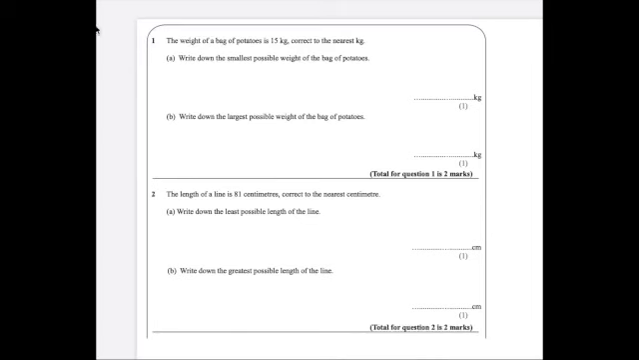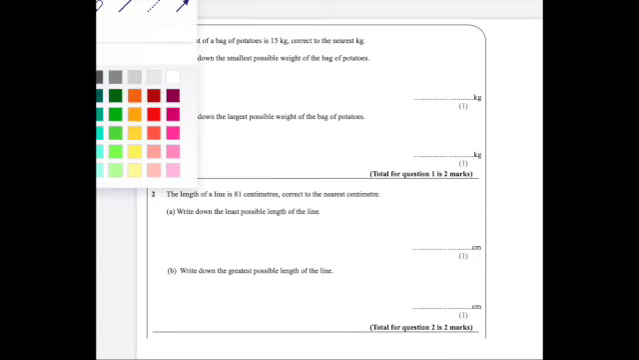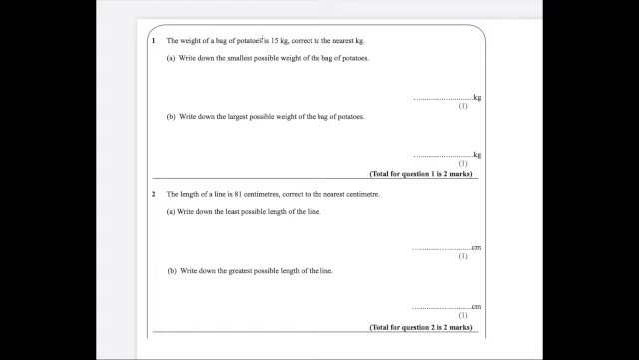And so today we're going to be looking at error intervals, and let's just get right into the video. So pretty much with question 1, it says the weight of a bag of potatoes is 15 kilograms, correct to the nearest kilogram. Write down the possible weights of the bag of potatoes, write down the smallest value.